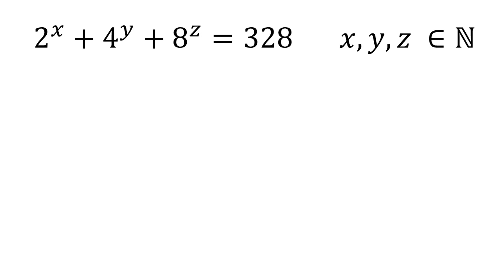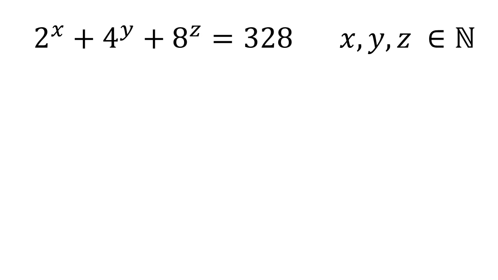We want to solve the equation 2 to the x plus 4 to the y plus 8 to the z equals 328, where x, y and z are in the natural numbers. Now, there are a few ways to go about doing this. I'm going to use an exhaustive method. I'm going to show how we can find all the combinations that way.